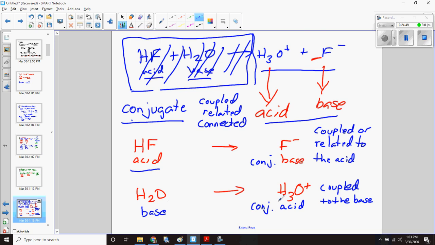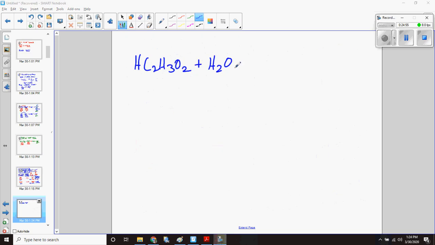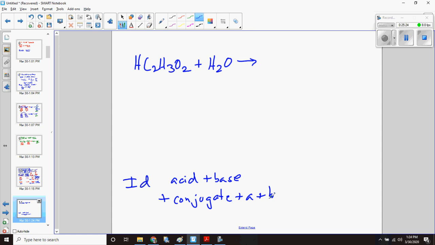So let's go through another problem and talk about where the conjugate acids and bases are. All right, let's take a look at a new problem. This is acetic acid, HC2H3O2, plus water. I want to be able to predict what the products are. To answer this problem, I want to be able to identify the acid and the base plus the conjugate acid plus base. So which of these two things, water or acetic acid, is going to act like the acid in the problem?